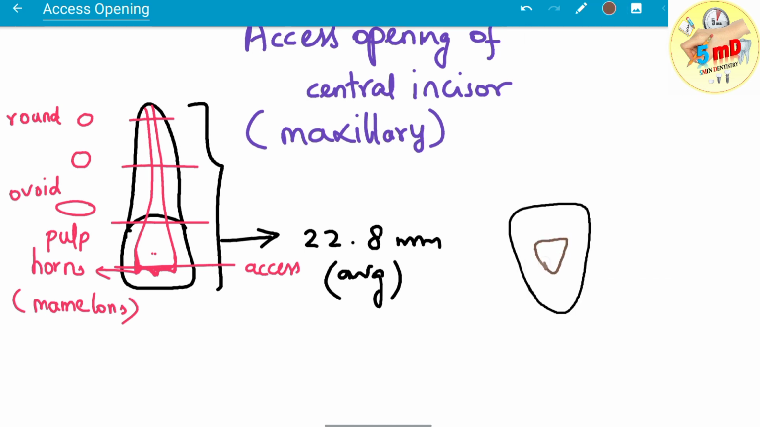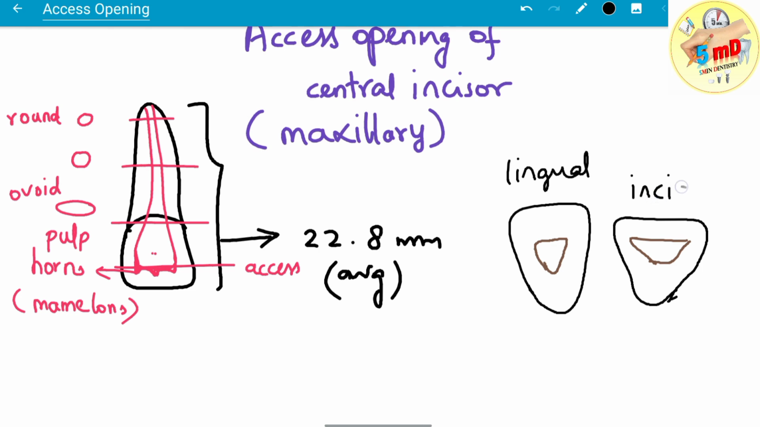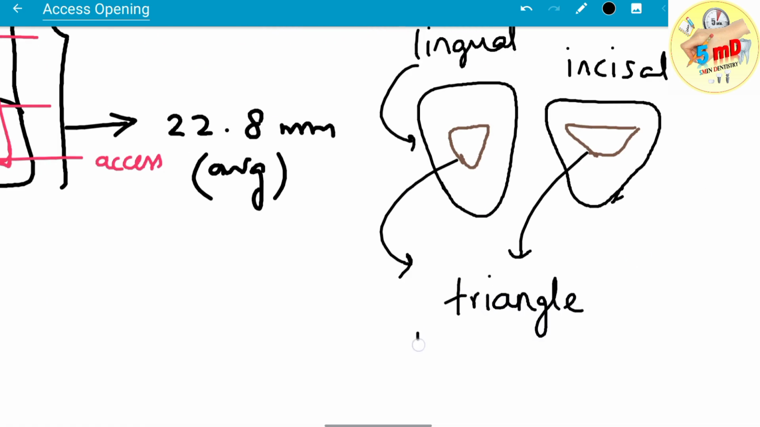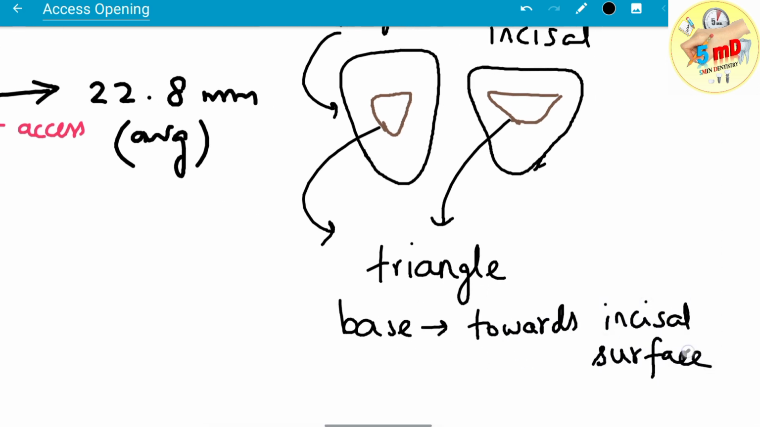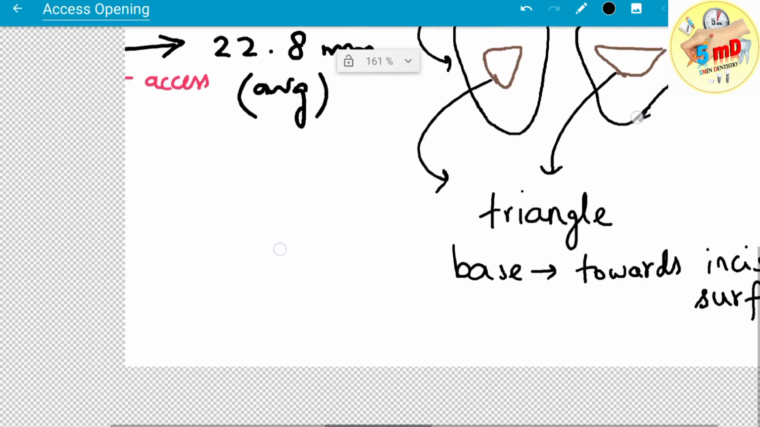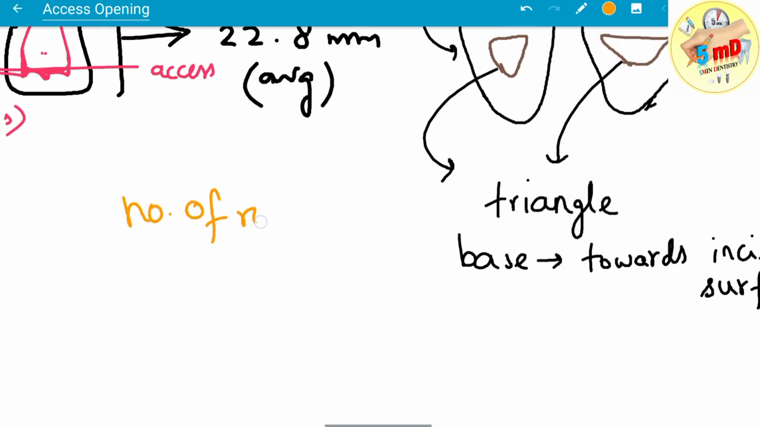Once the access cavity preparation is finished, when you see it from the lingual aspect or from the incisal aspect, it is usually approximately triangular in shape with the base facing the incisal edge. So we have to aim for this kind of shape so that the access will be a straight line access. So what are the steps and how to proceed from the beginning, let us see now.